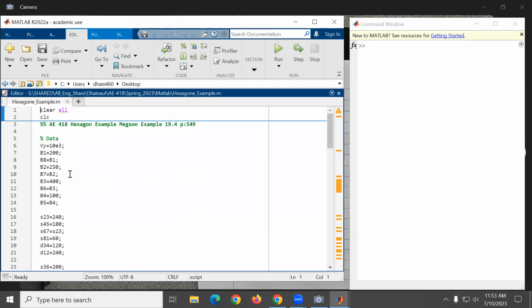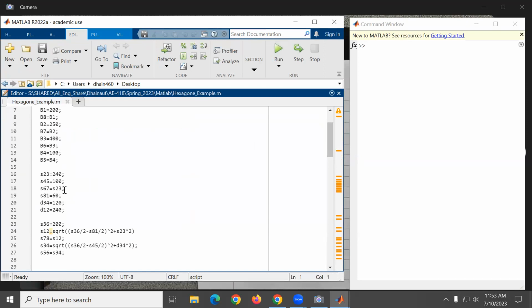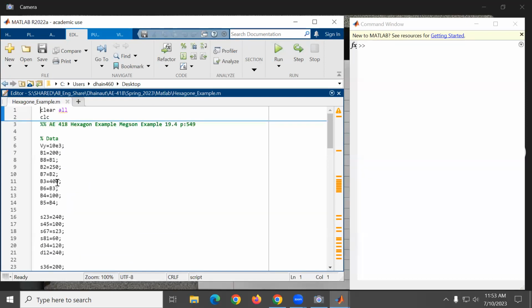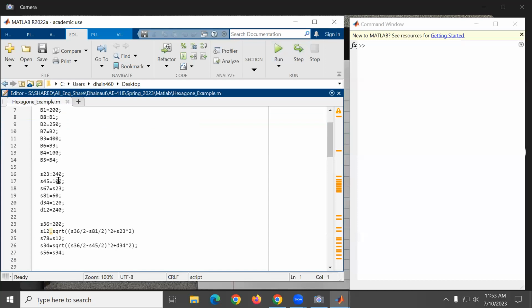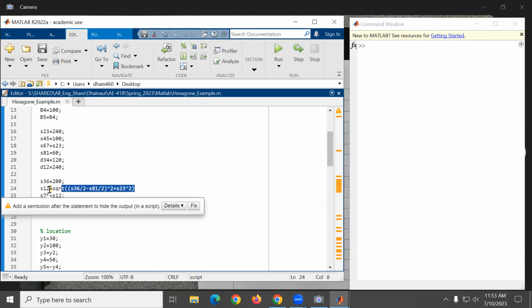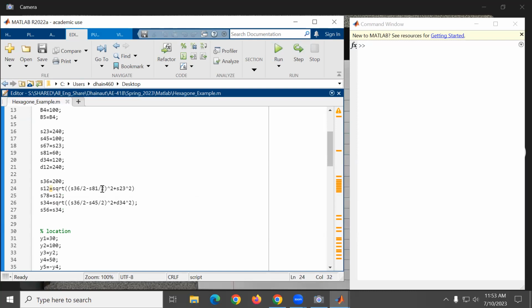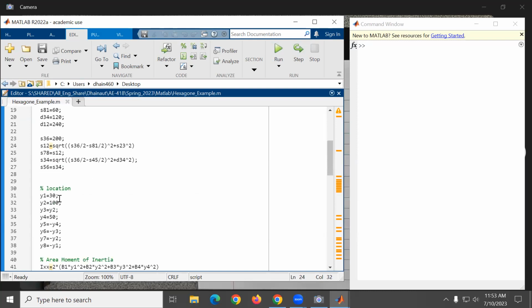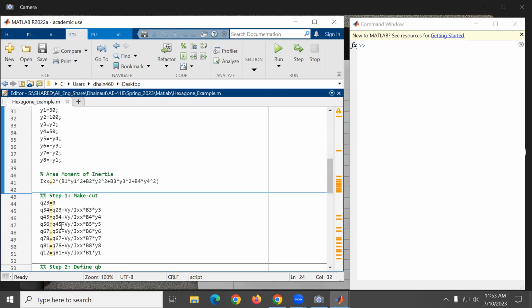So this is the data. Okay, as you see, I put the data here. I put here the distances of each one of the segments, that we know, and then I find by using the Pythagorean theorem what is the extension for 1, 2, 3, 4, 5, 6, and 7, 8, no? Okay, I did the location over here as we just did over here. We calculate the area moment. I did it a bit different, as you can see.